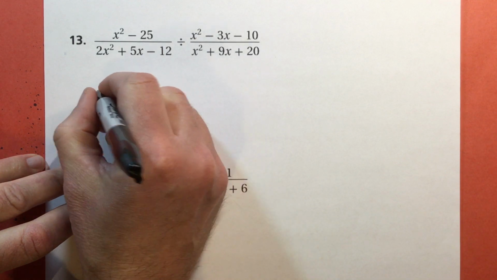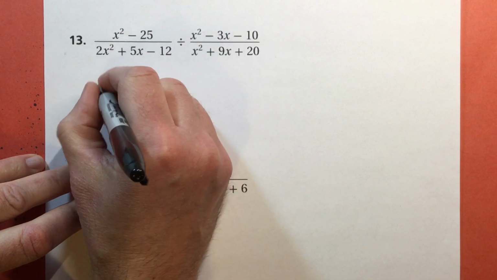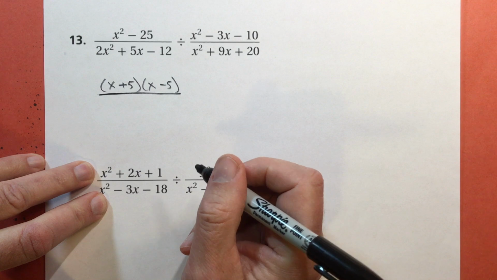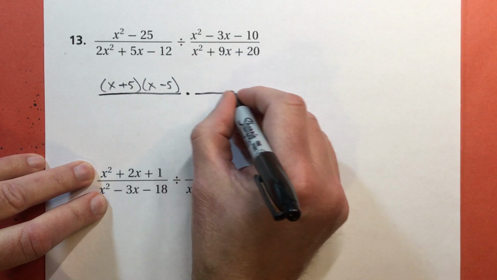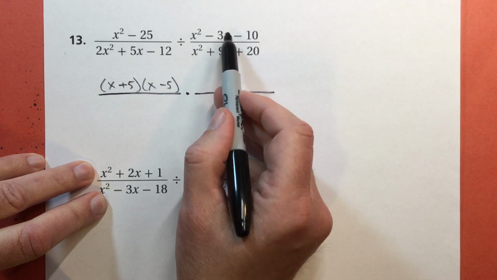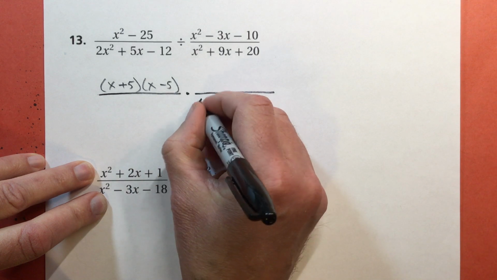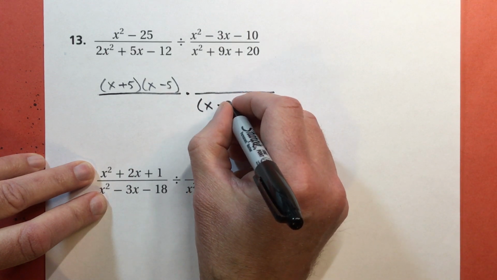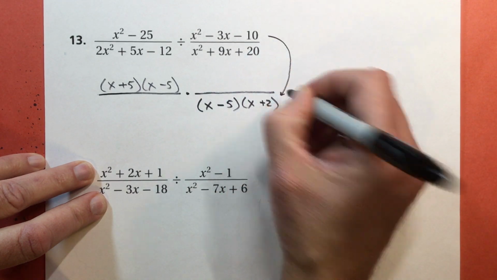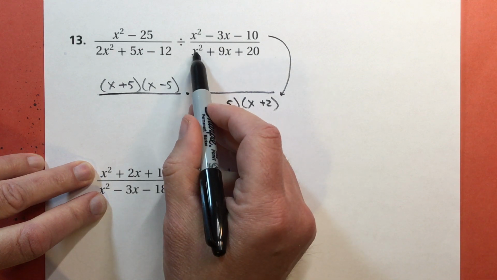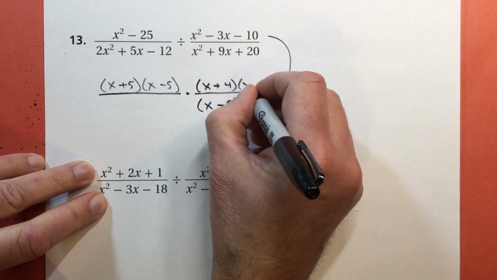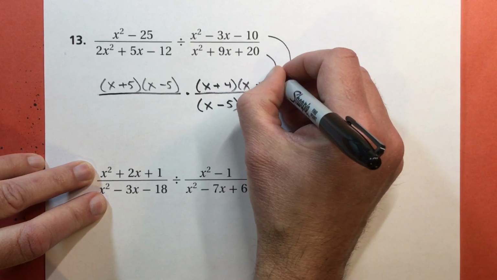X squared subtract 25 is x plus 5 times x subtract 5. I'm going to do my times sign there. X to the 2nd power subtract 3x subtract 10. I'm going to factor it, but I'm going to put it down here. This is going to be x subtract 5 times x plus 2. So that one went there. X squared plus 9x plus 20 is going to be x plus 4, x plus 5, and that went there.